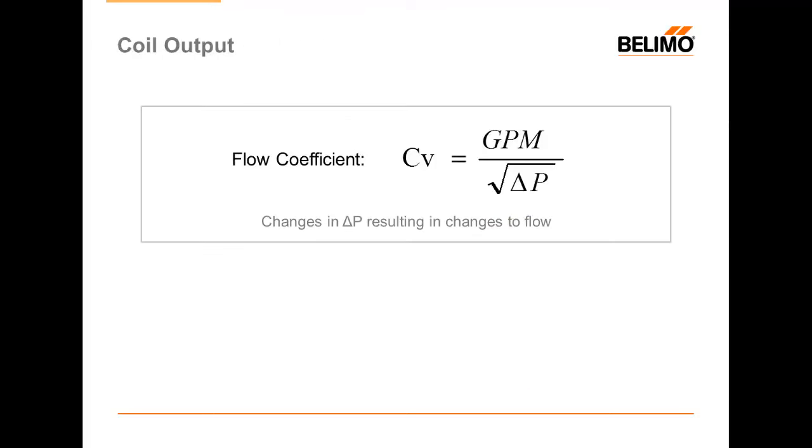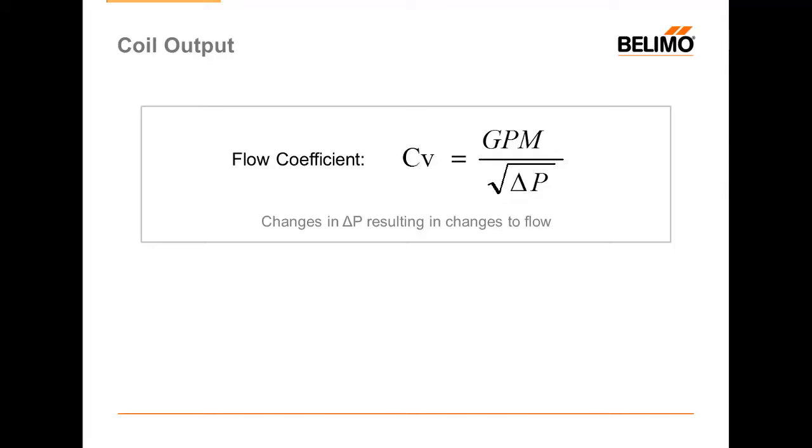Let's start with a little bit of math. This is the formula for flow coefficient, and this is how we would size a standard pressure-dependent control valve. CV, or flow coefficient, is equal to the required GPMs of the coil divided by the square root of the design pressure drop. This pressure drop is typically defined by the engineer. A valve will be selected based on the CV that is calculated with this formula.